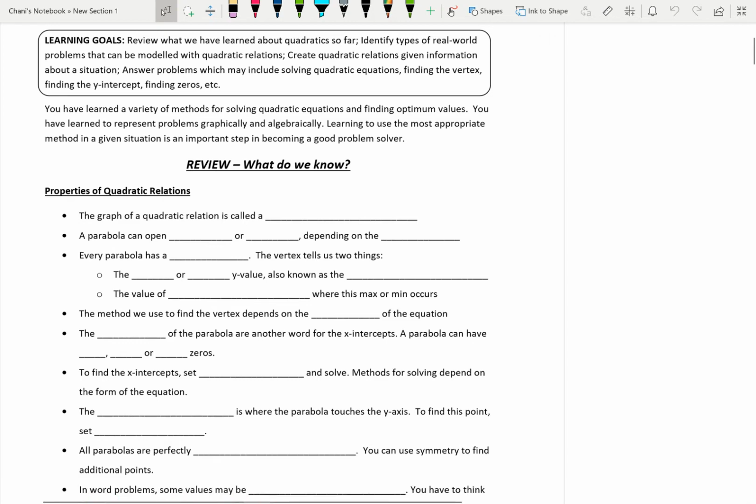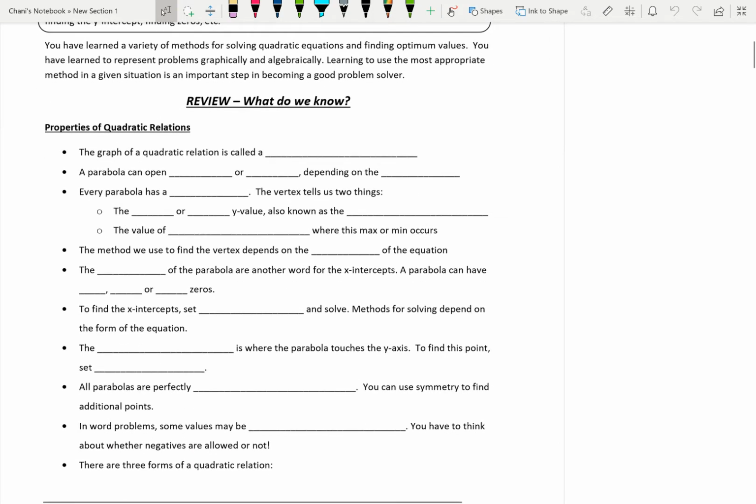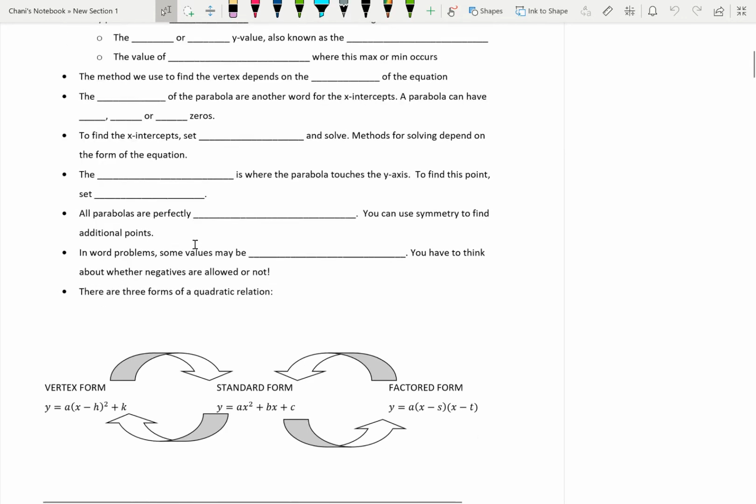So this first thing here is just a big review of what we know, which I think we probably already did together. If not, we will be doing that together in class. This is a really important page to understand. When we are doing problem solving with quadratics, we need to remember what the main features represent.